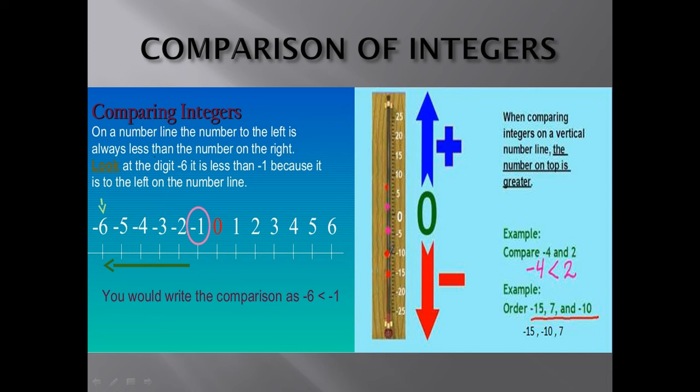Here is one example. We have to compare -1 and -6. So -1 is to the right side of -6. So we will say -1 is greater and -6 is smaller.